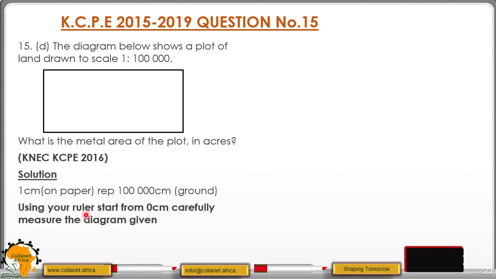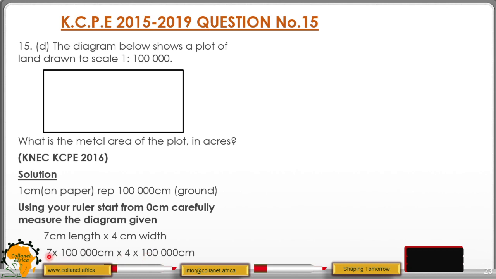So using your ruler, starting from 0, carefully measure the diagram given. You measure from this point to that point. In this case, you'll find that this one is 7 centimeters and the other one is 4 centimeters. So we are going to find the length is 7, and it is good you measure carefully. Always start at 0 on your ruler, not at 1.